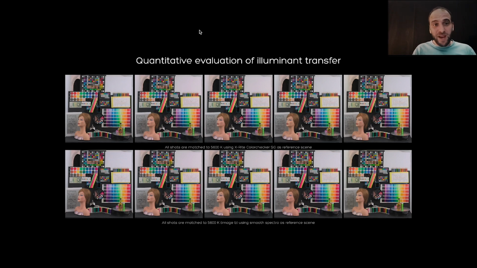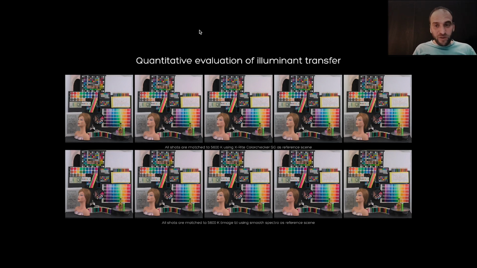Okay, the sodium light example is qualitative because we do not know how the scene would have looked under high-pressure sodium light. Many of the attributes might have changed, like the diffusion of the light or the exposure of the light, so we would have maybe even a more noisy image. But now let's have a more quantitative evaluation of the illuminant transfer.